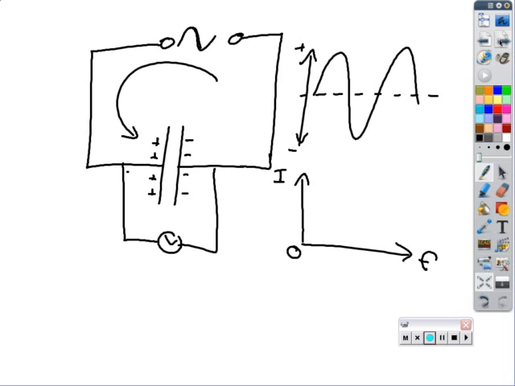Okay, so the current will be low to start with. If it's a low frequency, then you allow charges to build up in the plates, and the overall current in the circuit will be low. If you change the frequency really fast and you don't allow charge to build up in the plates, then the current will be high. So we end up with a graph that looks like that.